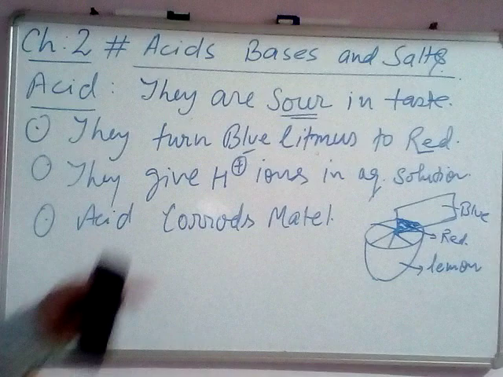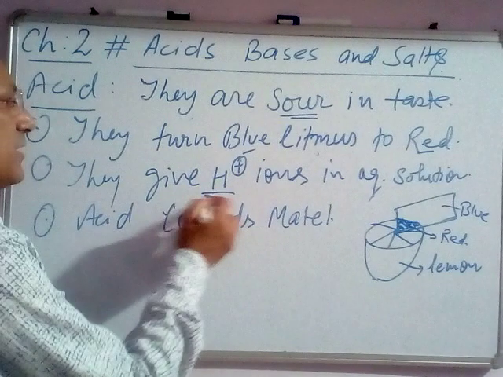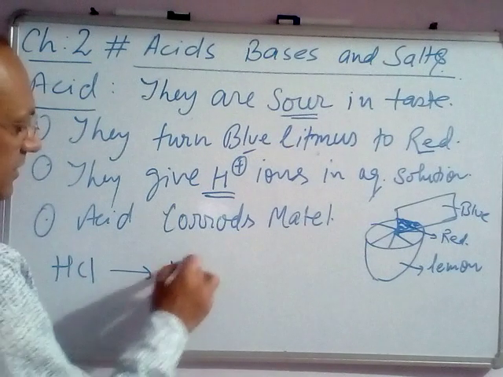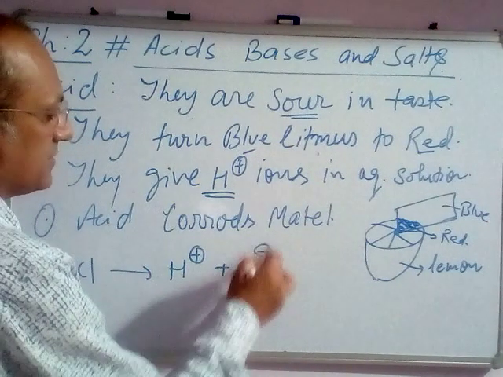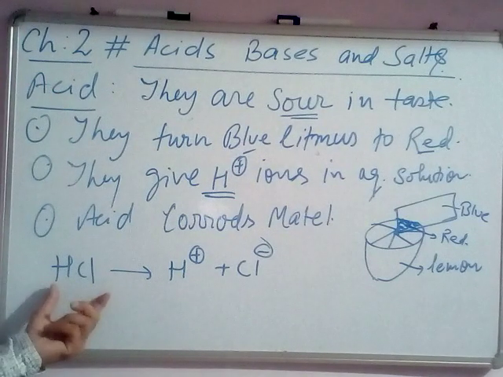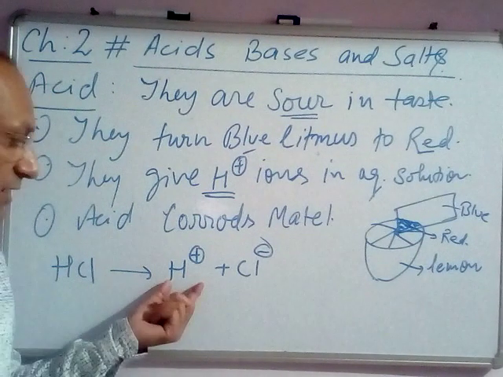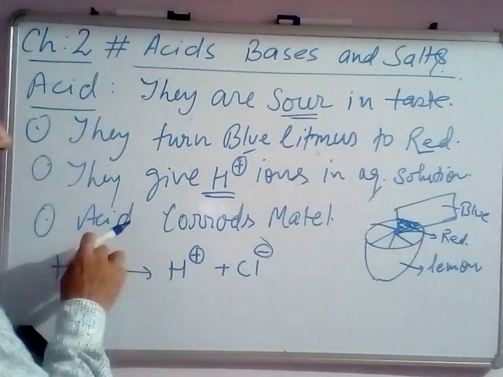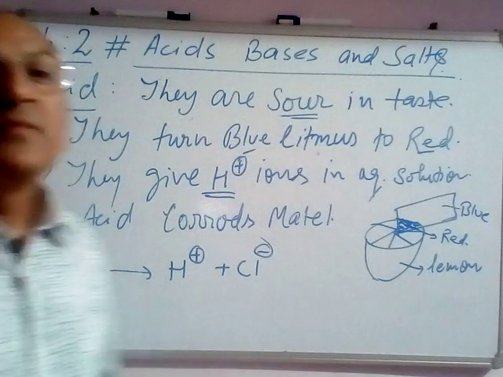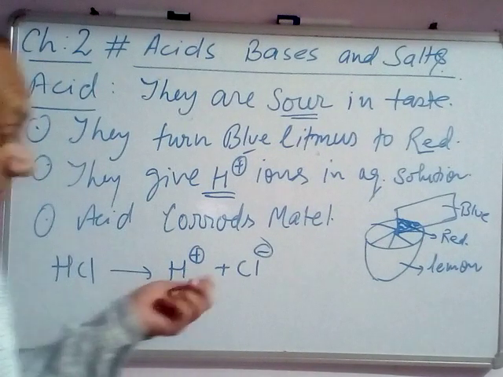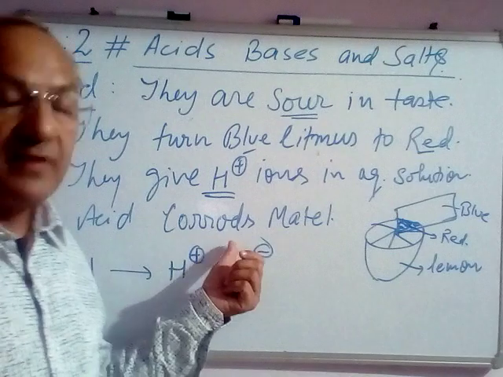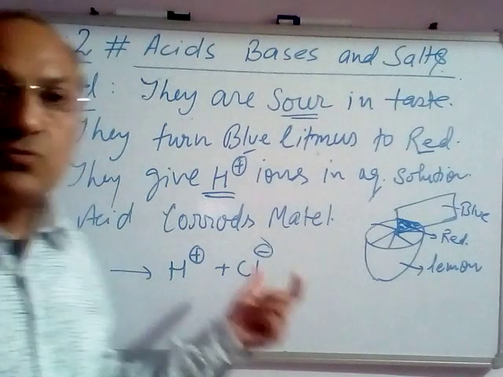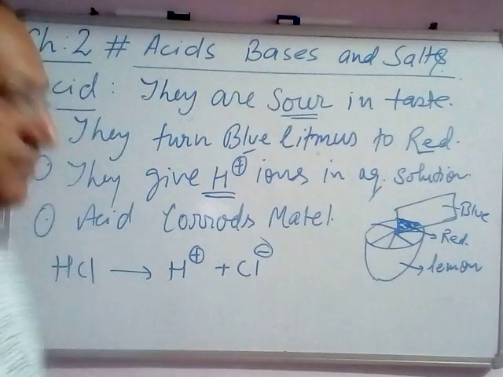Now they give H plus ion in aqueous solution, like HCl gives H plus and Cl minus ion when HCl breaks down. Here acid corrodes metal. It's very common. All metals decay in the presence of acid. So acid destroys metals slowly.